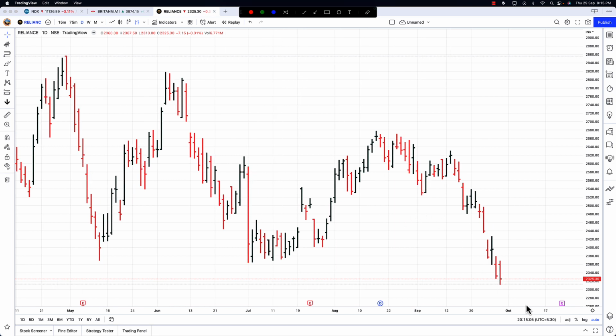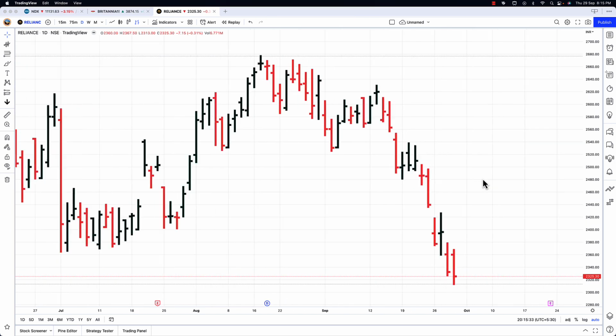Now, is this a fractal low currently? I don't know. I have the left hand side wherein the lows are higher, but I'm yet to wait. I have to wait for two more bars in the future, the next two bars, where if the lows are higher than this, then this will become a fractal low. This is a fractal high. This is not a fractal high.